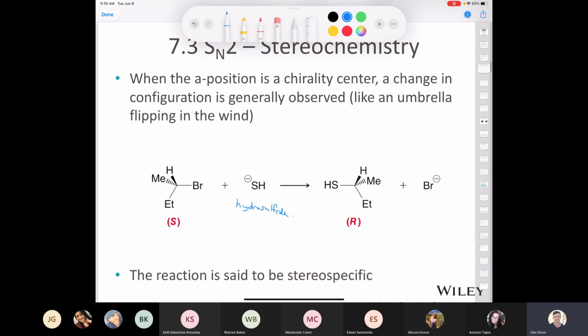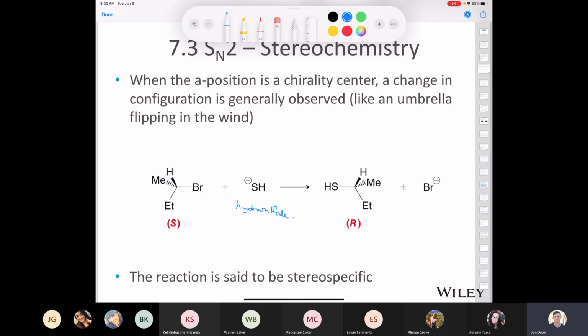Okay, we say that this is stereospecific. Stereospecific means the configuration of the product is dependent on the configuration of the substrate. Again, if you start with S, you get R. If you start with R, you get S. So this depends on this. That's the whole point behind something being stereospecific.